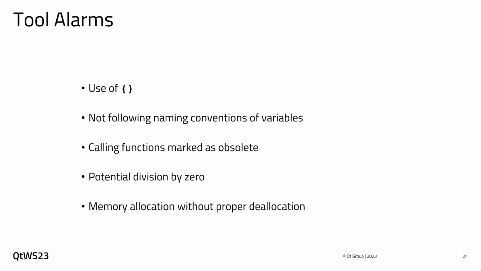So we have already seen a few alarm categories, and we know there are a lot of things that you can check with a static analysis tool. Use of curly braces, or we have seen the macro example that we had before. Things like naming conventions of variables is also very important, that you have a consistent naming scheme is very often checked. Then calling functions marked as obsolete, for example, do not call strcpy, because this might be a bad idea. Division by 0, and things that have to do with memory allocation. You have a memory allocation without a proper deallocation. This is also something which is a bad thing.